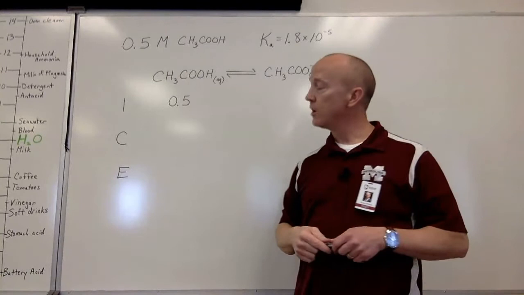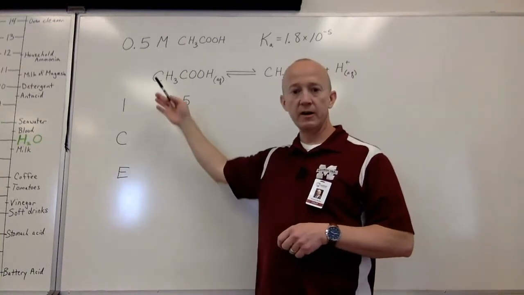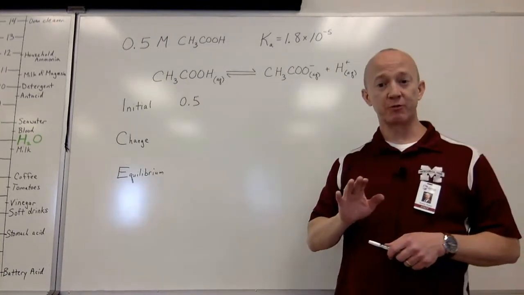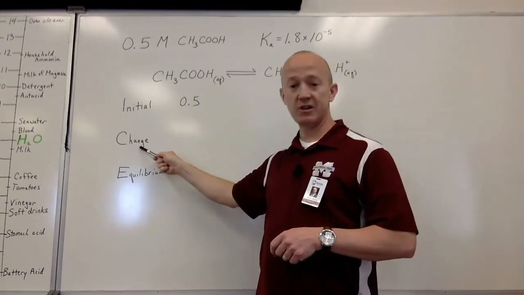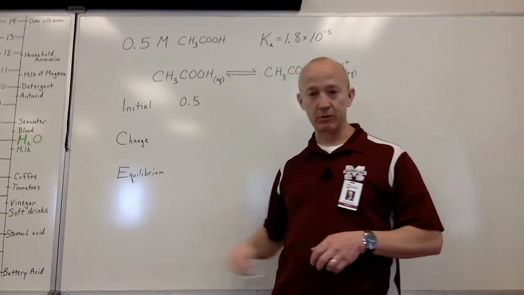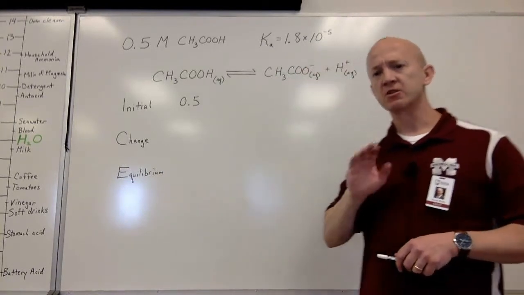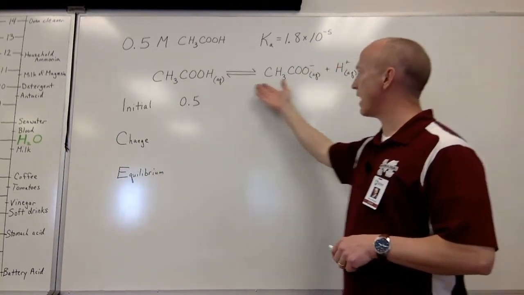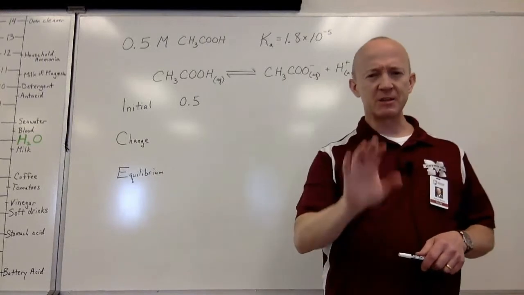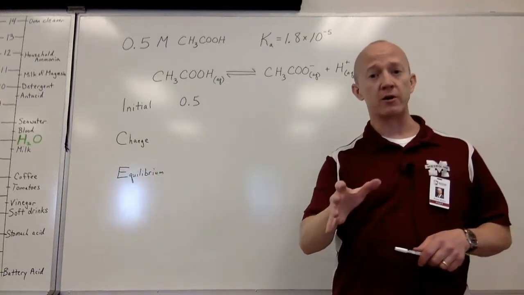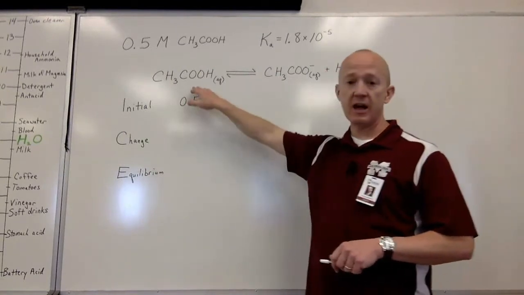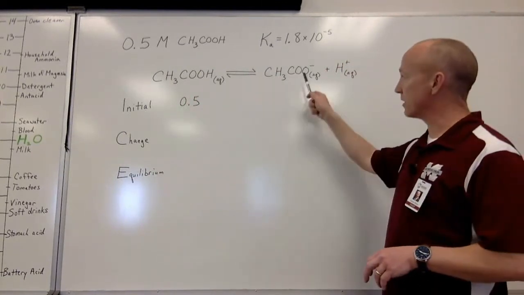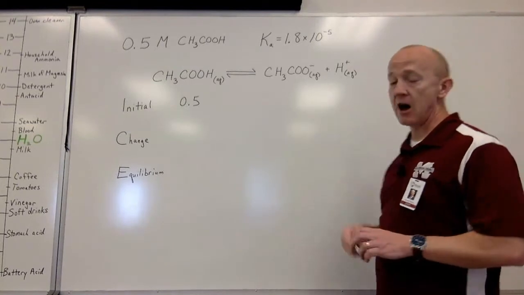Here's how. We put together something called an ICE table. ICE refers to initial concentration, change in concentration, equilibrium concentration. So what I do is I put my reaction on the board. And to simplify things a bit, I've left water out. We understand that water's there. We know that some of the acetic acid is going to dissociate, forming the acetate ion and the hydrogen ion.